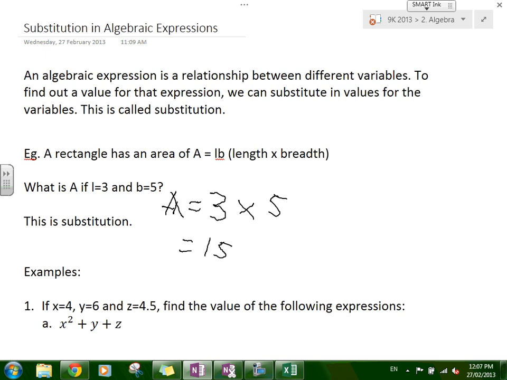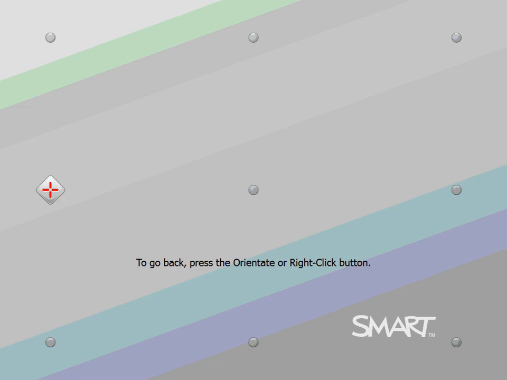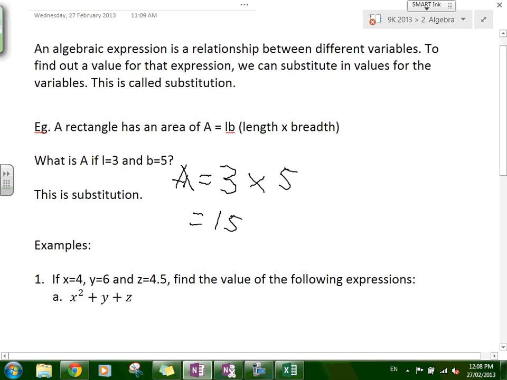Let me just align this, see if it actually works. Because I've asked somebody to look at this, but it has not been looked at, I assume. Okay, so I'm going to have a look at a few examples, and then we'll get into some more.